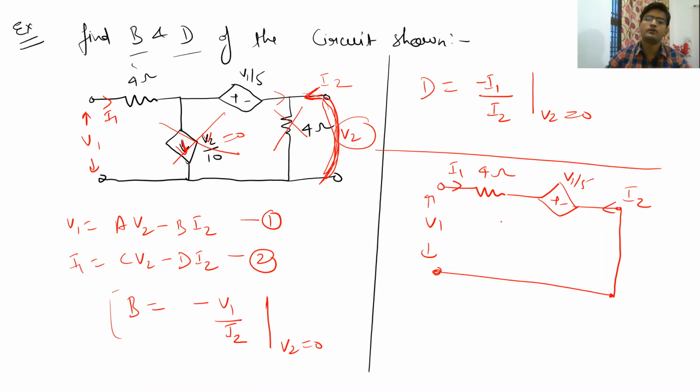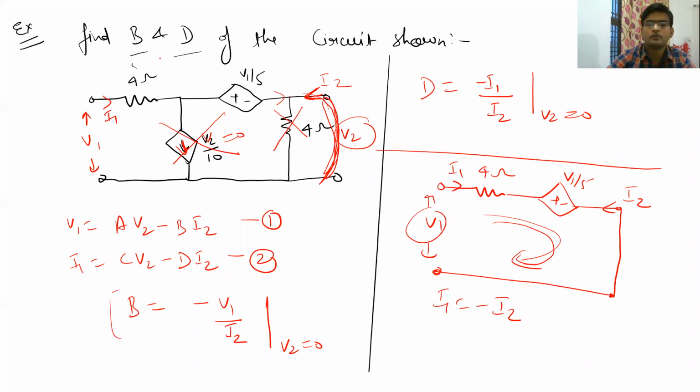And before finding out the value of B, we can clearly see that I1 and I2 have a negative relationship from this circuit. So I1 is nothing but minus I2. Okay, so let us calculate the value of B, which is minus V1 upon I2. So what is your V1? For V1, you have to write the KVL equation in this loop.